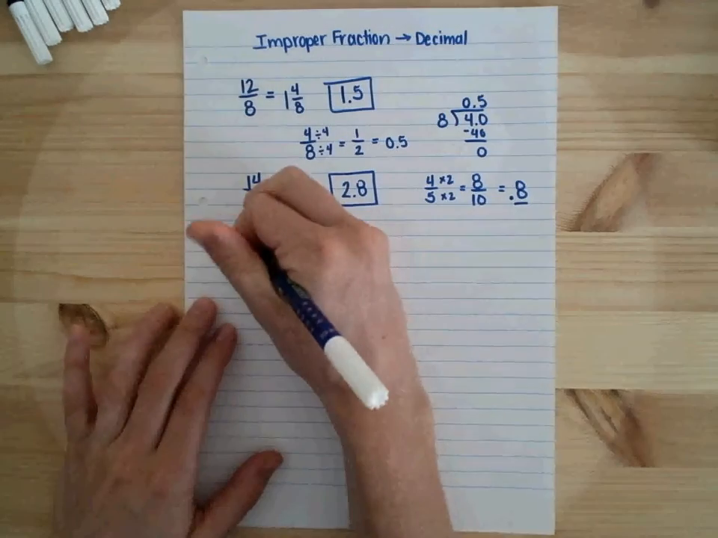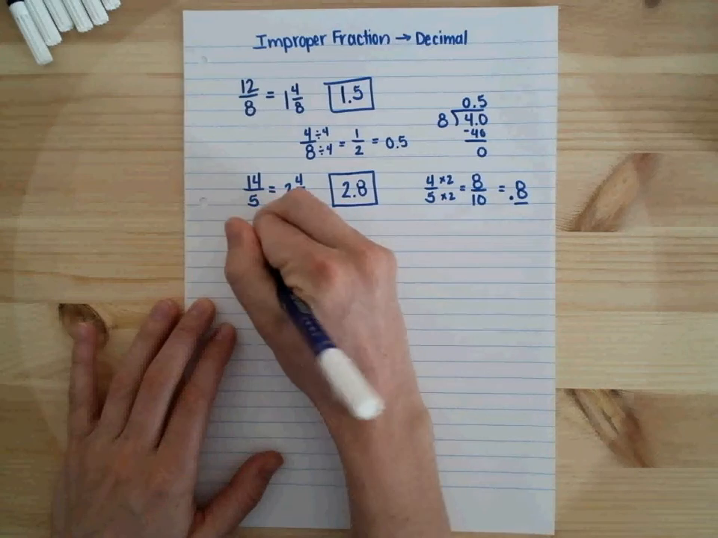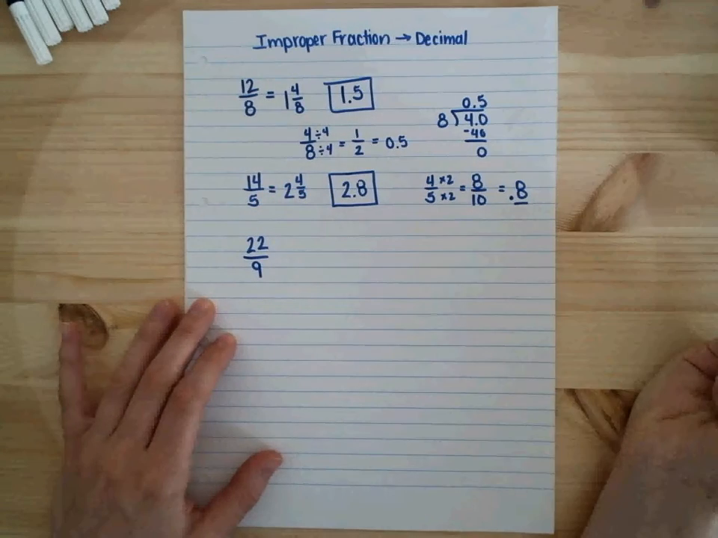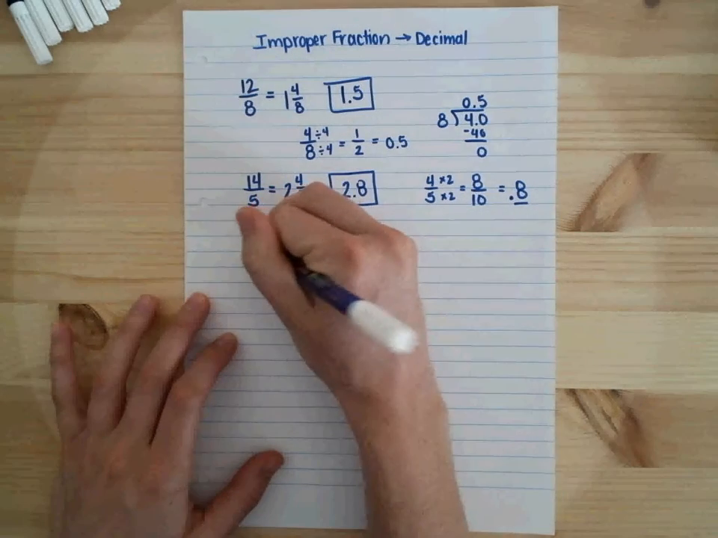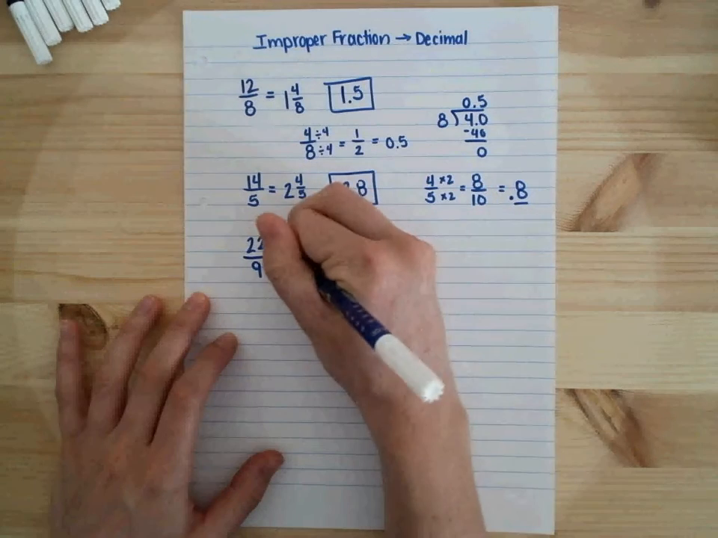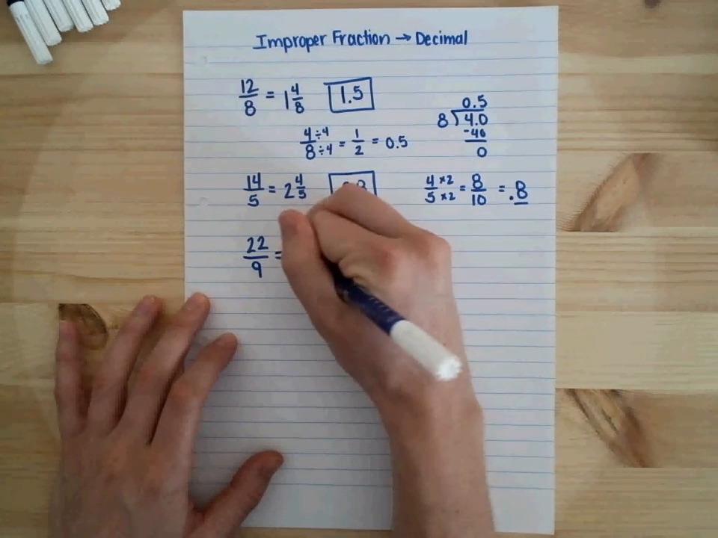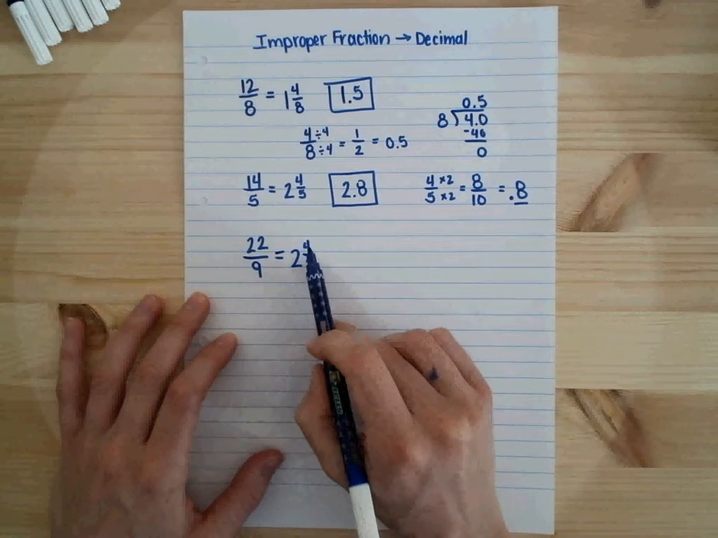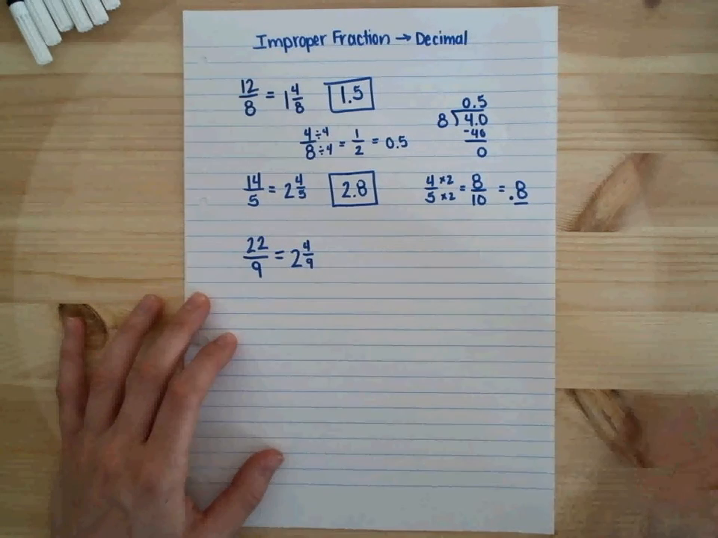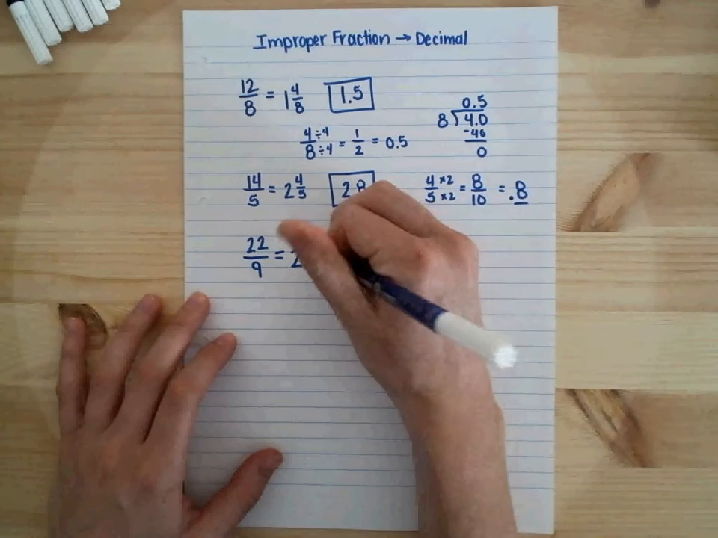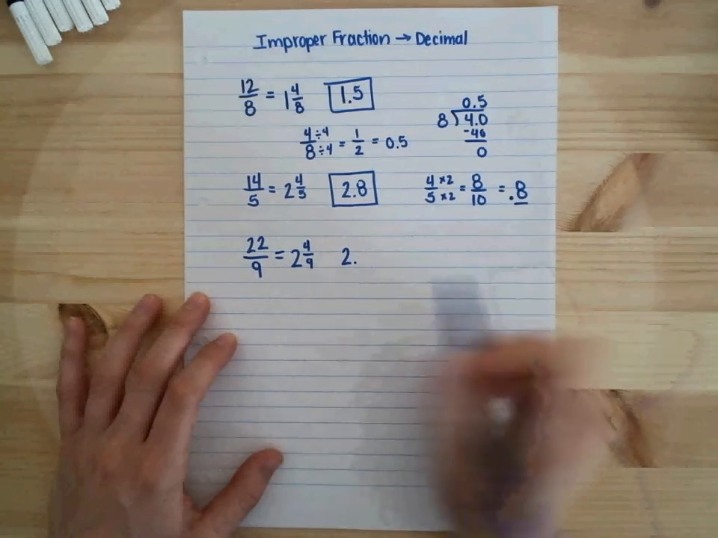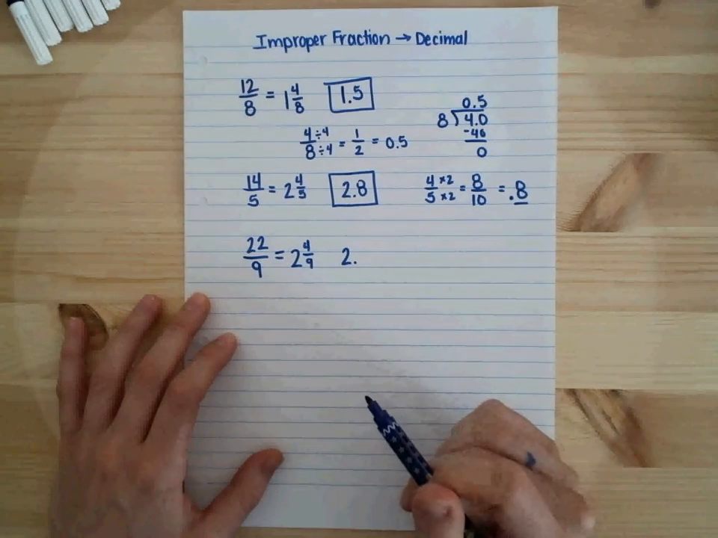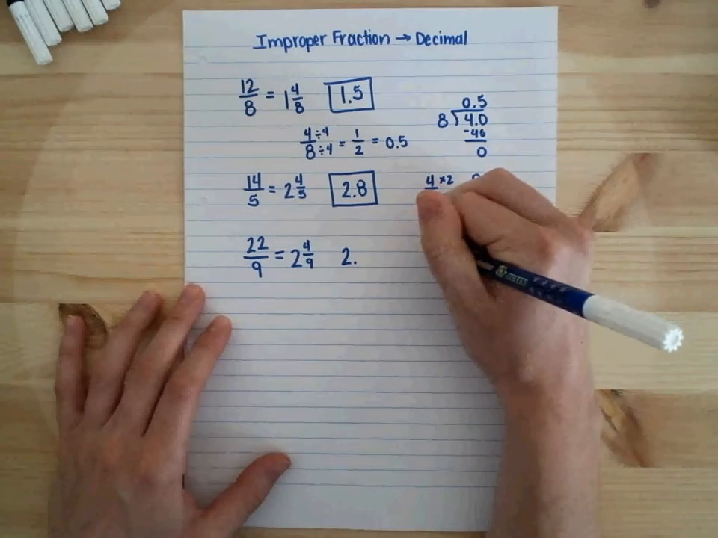Another example, 22/9. 22 divided by 9 is 2, with 4/9 left over. 9 times 2 is 18. 22 minus 18 is 4, so there's 4/9 left over. So I know that the whole number will be 2, and I need to figure out what 4/9 is as a decimal. So I'm going to do long division here.